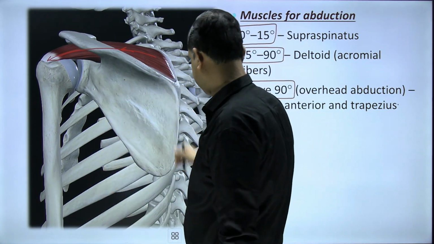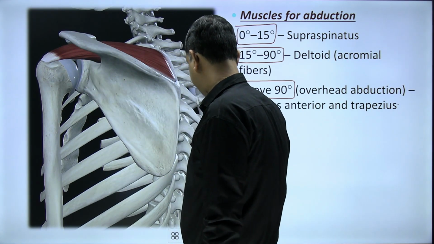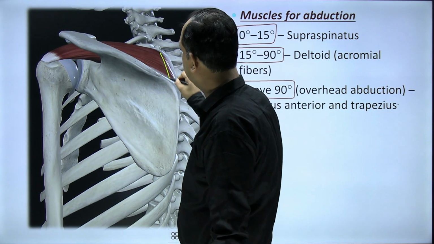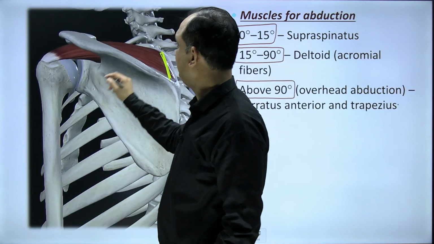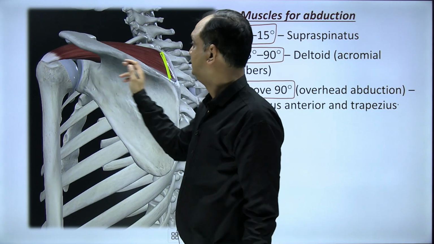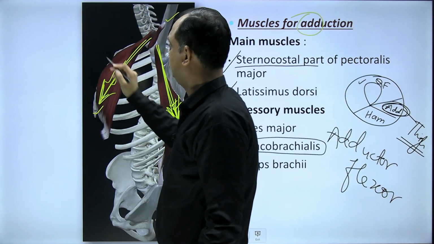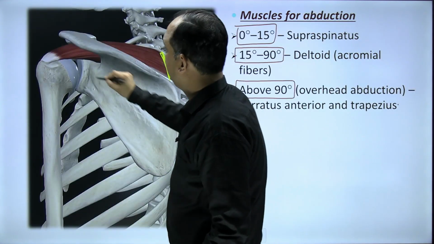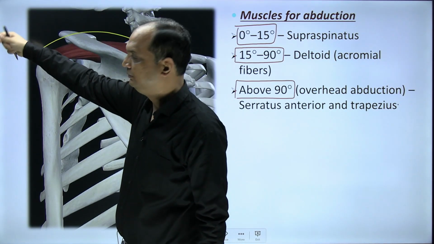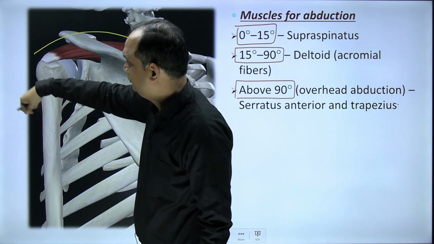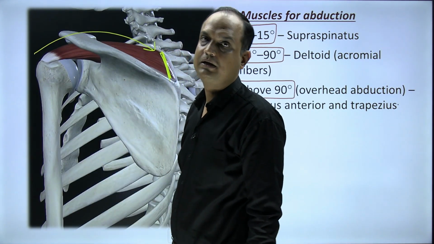So what will happen when the supraspinatus contracts? This is your origin, this is the insertion point. And we know that when a muscle contracts, the origin pulls the insertion. So when the muscle contracts, the humerus will go like this. It will move the humerus away, and as it moves the humerus away, it is known as initiation of abduction.